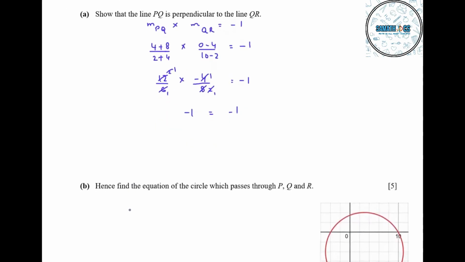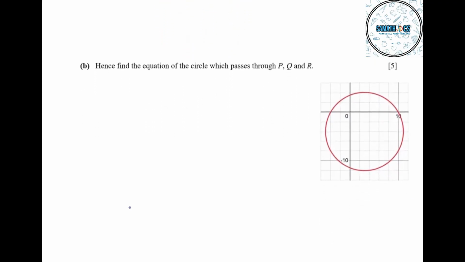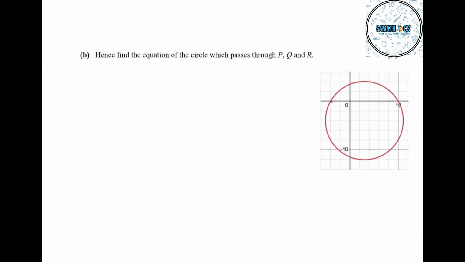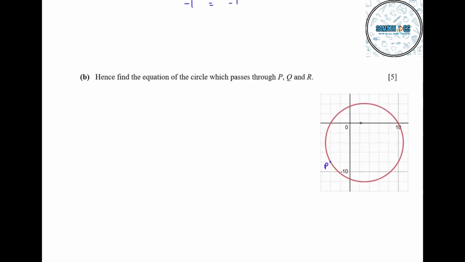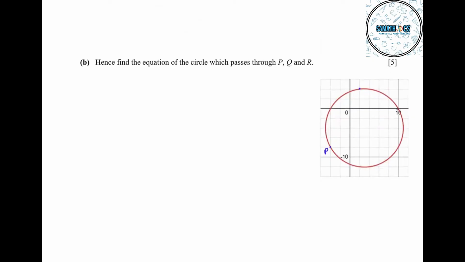We have to find the equation of the circle which passes through P, Q, and R. It's not necessary to draw the figure, but for your understanding, I have added this figure over here. As we know, the coordinates of P are minus 4, comma, minus 8. This is the point P. And Q is 2, comma, 4, which is over here. And R is 10, comma, 0, which is over here.